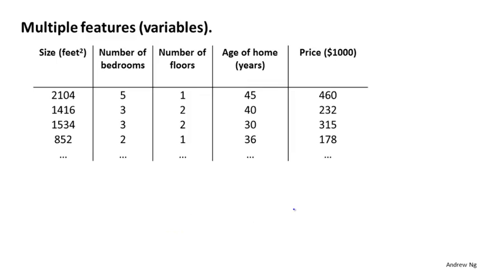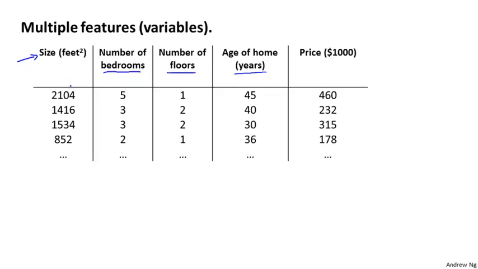But now imagine what if we had not only the size of the house as a feature or as a variable with which to try to predict the price, but that we also knew the number of bedrooms, the number of floors, and the age of the home in years. It seems like this would give us a lot more information with which to predict the price.